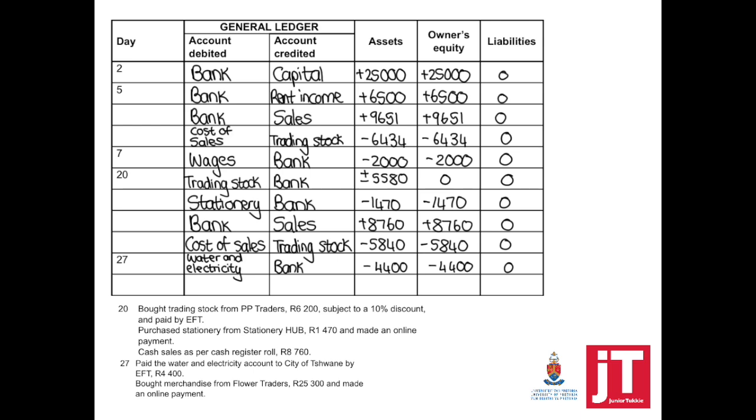A reminder, as soon as your expenses increase on the debit side, it will have a negative effect on the owner's equity. On the same day, bought merchandise for 25,300 and made an online payment. What did we purchase? Merchandise is shown as trading stock. This means that trading stock will be debited, account credited, bank. Both is regarded as a current asset, plus minus 25,300. Nothing happened with your owner's equity. Nothing will happen with your liabilities.